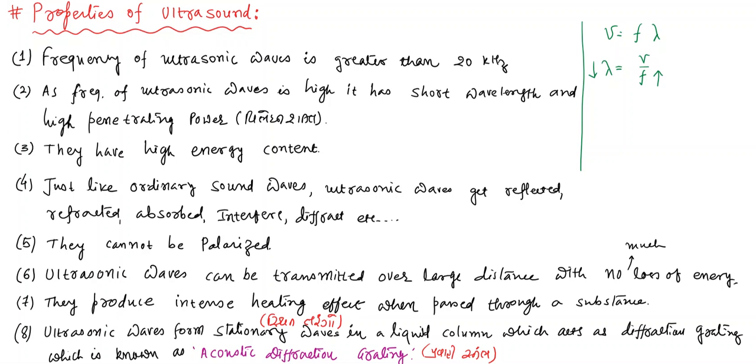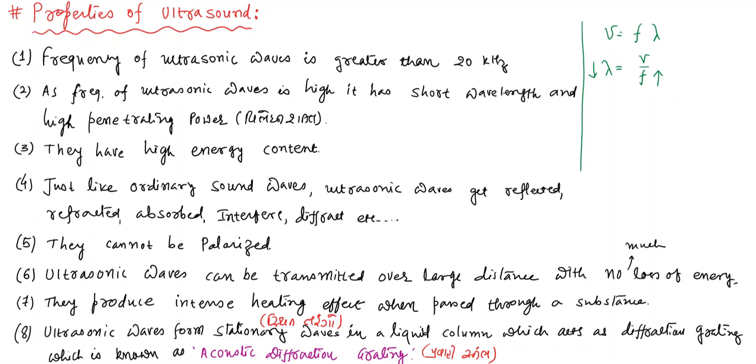1 to 8 properties. Suppose in GTU, they will ask for 3 or 4 marks maximum, generally 1 mark per property. So you need to remember any 5 or 6 properties out of these 8, and they are very easy to remember. So these are the introduction and properties of ultrasound.